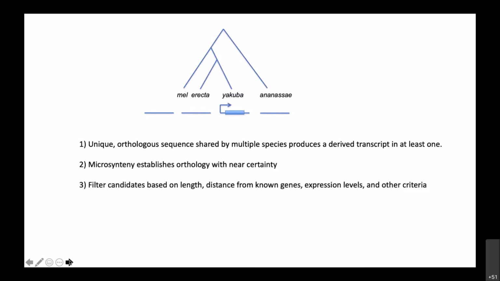And a third possibility, of course, is that we haven't worked hard enough to find the expression of this gene in these 3 other species other than yakuba, and it's expressed at a very low level or in very few cell types or in an environment that we haven't assayed in the laboratory, for example. And the gene really is there, but we haven't discovered it. So this is a formal possibility as well.